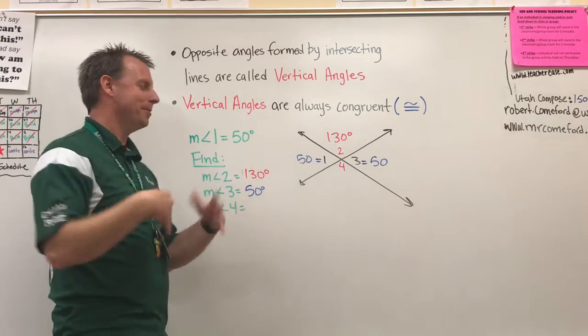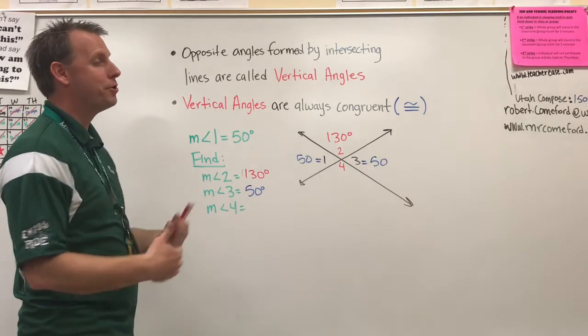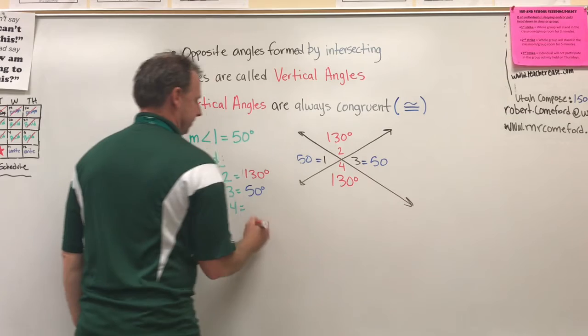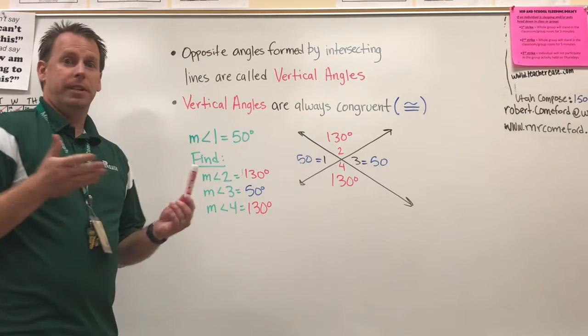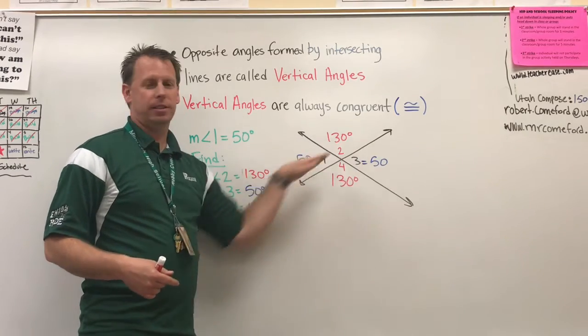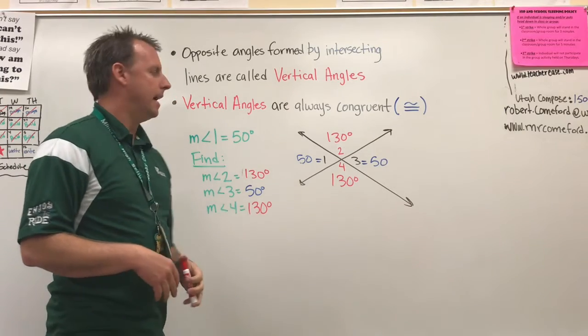If I know angle 2, I know angle 4 because they are vertical angles and they are always congruent, which means their measures are equal. Piece of cake. If you know one angle, you can find all of them. Vertical angles and 180 degree straight lines, right? That's the kinds of problems that you're going to do today.